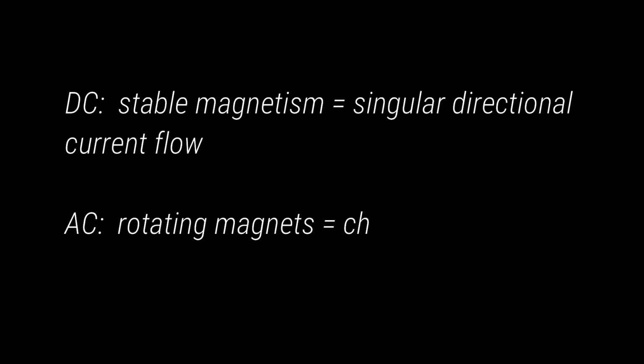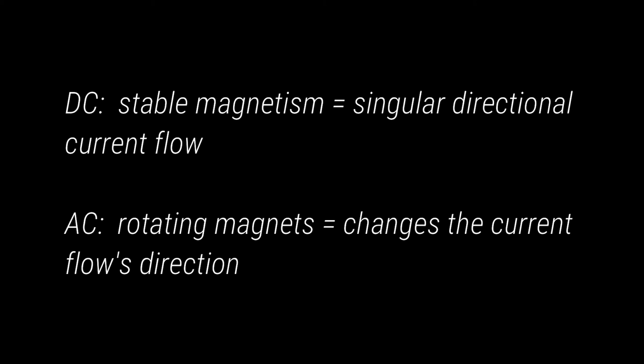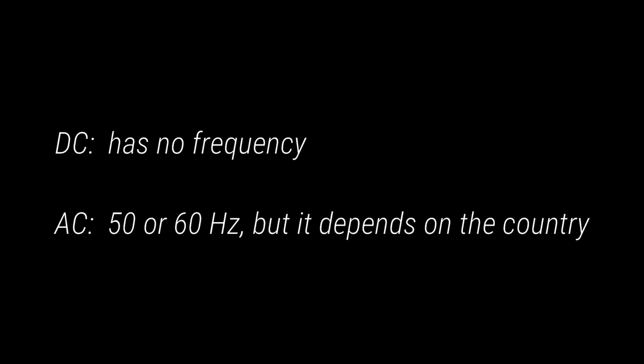The change in the directional flow of currents in an AC are caused by rotating magnets, unlike the steady magnetism that causes DC's current to flow in a singular direction. And lastly, while DC doesn't have frequency, AC's frequency varies per country, with 50 or 60 Hz as the general frequency.